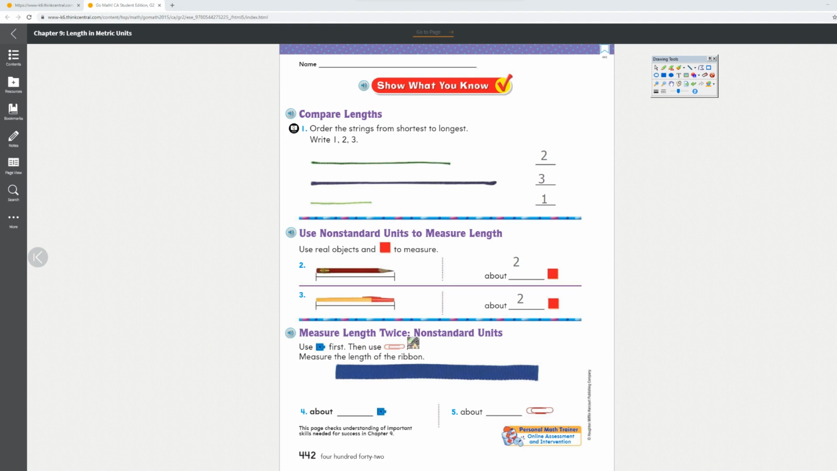So grab a normal size paper clip and put them together, make sure they're touching, and see how many paper clips you can put on this ribbon on your paper. And do that for the cubes for number 4, and do that for the paper clips for number 5. Pause the video.